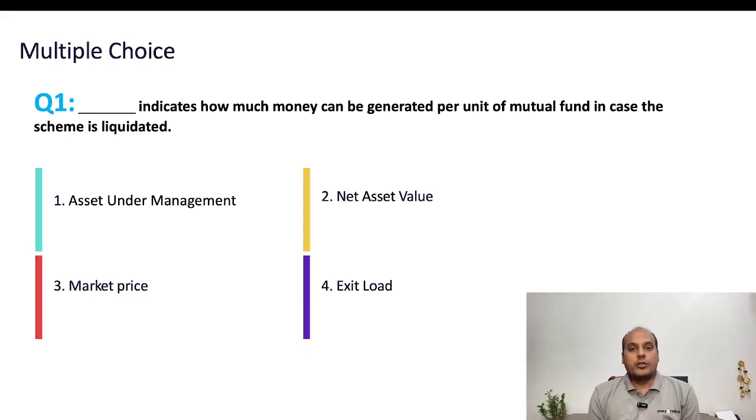What indicates how much money can be generated per unit of mutual fund in case the scheme is liquidated? Is it asset under management? No, asset under management is nothing but the overall fund managed by a particular scheme. So it cannot be the amount per unit of mutual funds. Is it net asset value? Yes, NAV. You might have heard about it many times in conversations that NAV is nothing but the price of a per unit mutual fund of a particular scheme.